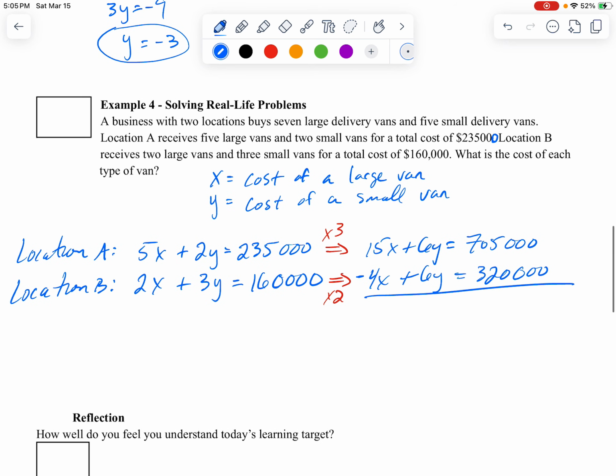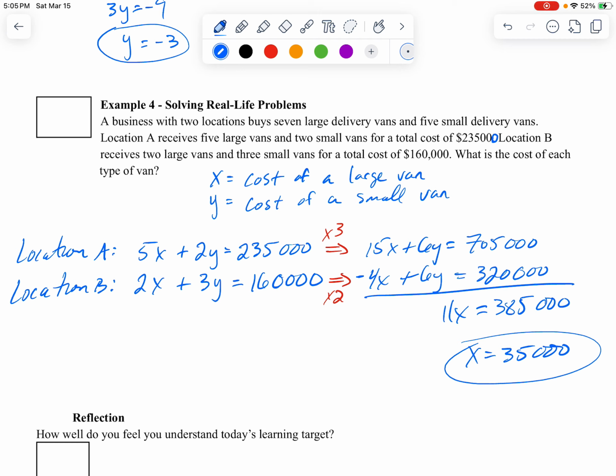We would end up with 11x equals 385,000. Divide by 11 and you get x equals 35,000. So take a second and look back to the context of our problem. This might be another pausing opportunity, and think about, what does that mean now? X equals $35,000. So that tells us that each large van costs $35,000.